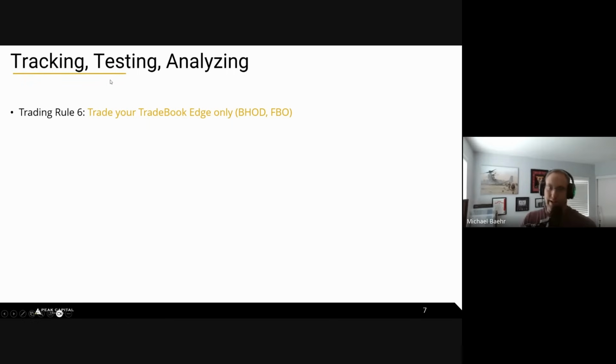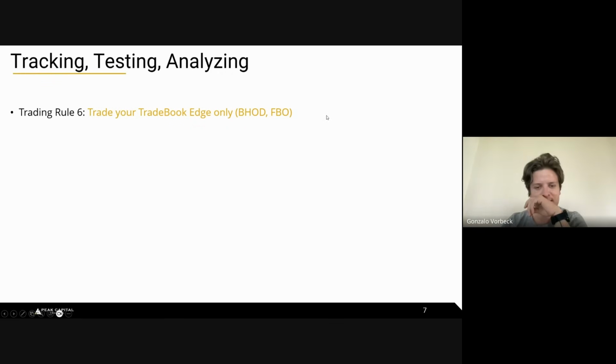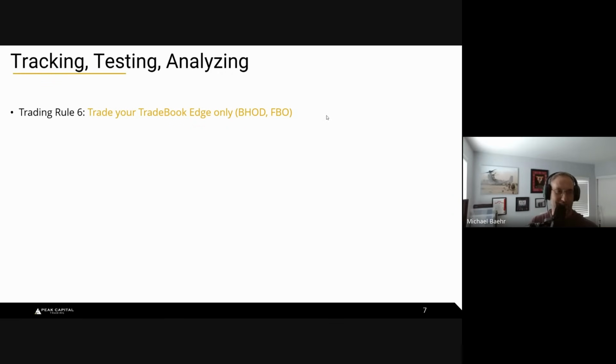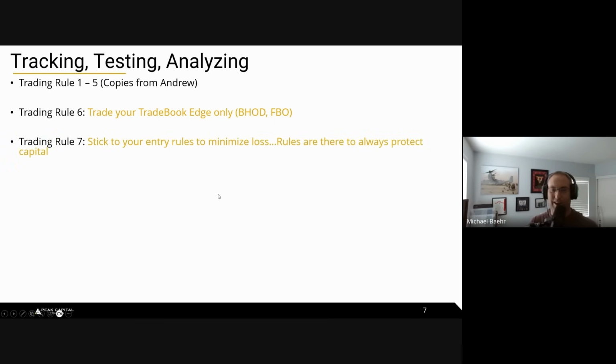Oh, wait, before we get into that, here is your test. Tell me if this is a passive or active rule. Remember, passive requires nothing. Active means you're actively doing something, like making your body do something. So, trade your trade book edge only: passive or active? Passive. Yeah, passive is all it can be. Trade rule 1 through 5 copied from Andrew. And let's see.